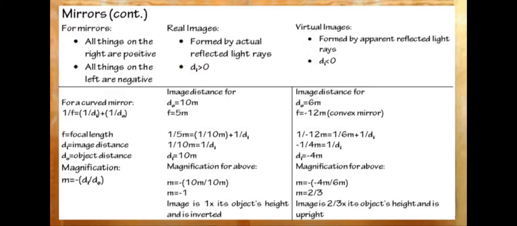Okay, everything on the left side of the mirror is going to be positive, everything on the right side of the mirror is going to be negative. And now, 1 over the object distance plus 1 over the image distance is equivalent to 1 over the focal point. And finally, to find the magnification of something is equivalent to negative image distance over object distance, where negative magnification refers to an upside down object.